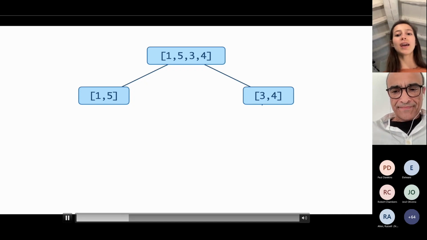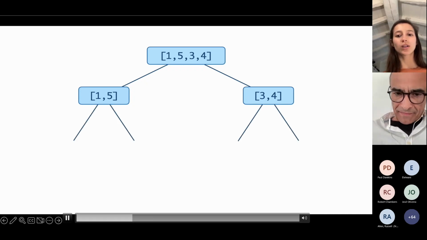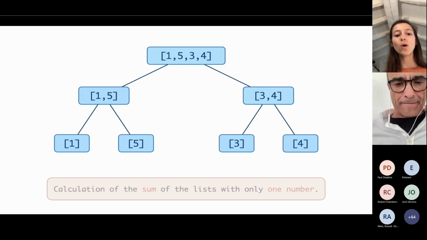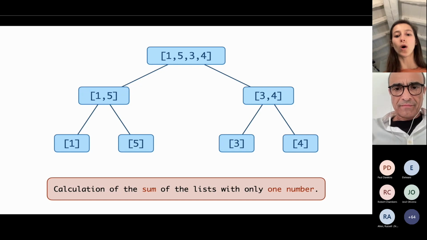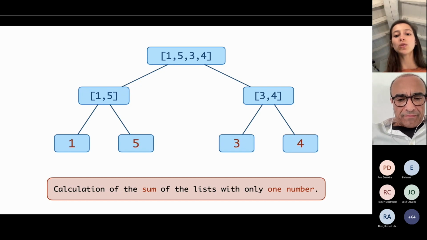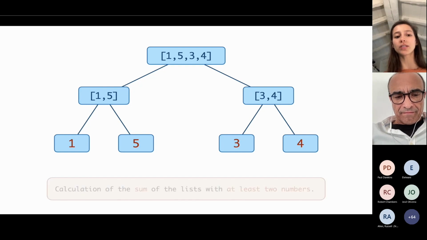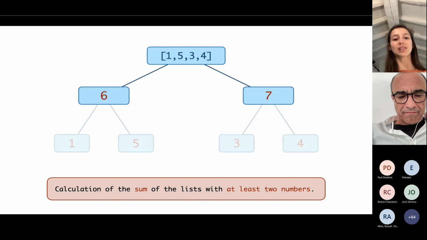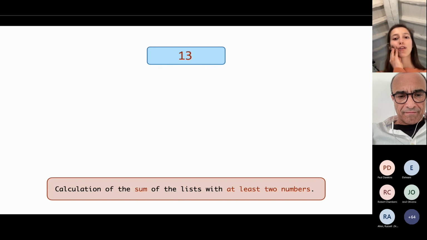And then we're going to do it again. So again, we are going to split each list into two parts. Okay, and now we have lists with only one number, and we're going to compute its sum. And then in order to compute the sum of the other lists, we just need to add up the numbers that are below. So the sum of the list 1, 5 is 1 plus 5, for instance, which is 6. And now the sum of the big list, it's just the sum of 6 and 7, which is 13.